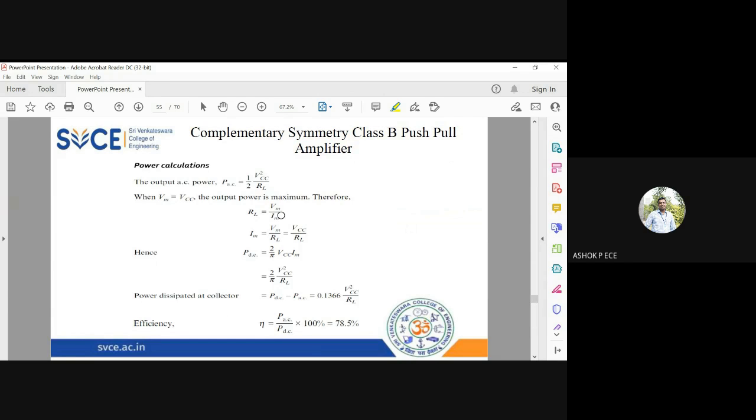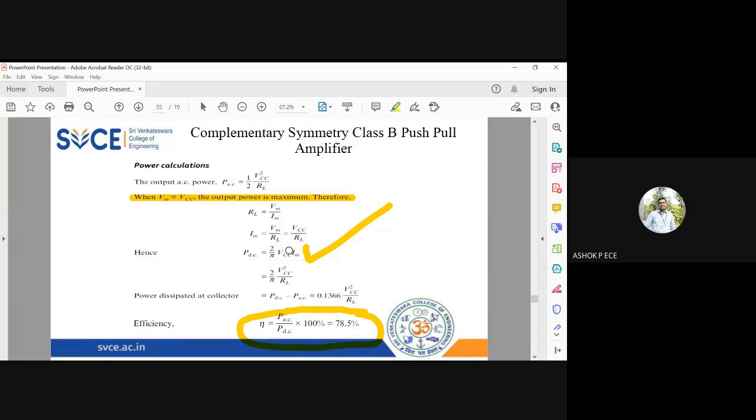The same way here also, the efficiency is 78.5%, as we derived for the class B push-pull amplifier. The output power is half VC square by RL, the average power, and the maximum value of the signal is limited by VCC. So you can write RL equals VM by IM, so IM is equal to VM by RL. VM, the maximum voltage, is going to be your VCC, and the DC power is 2 by pi into VC into IM.